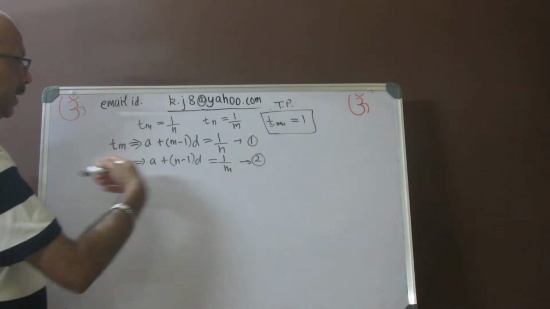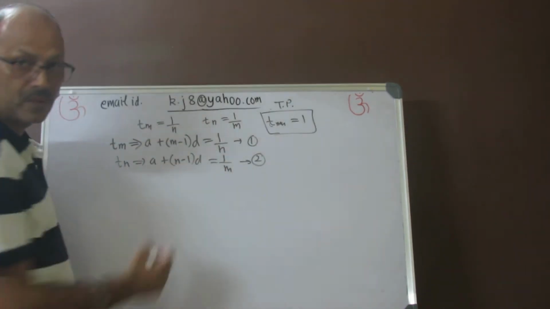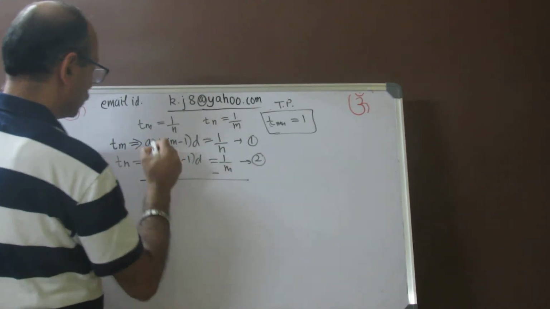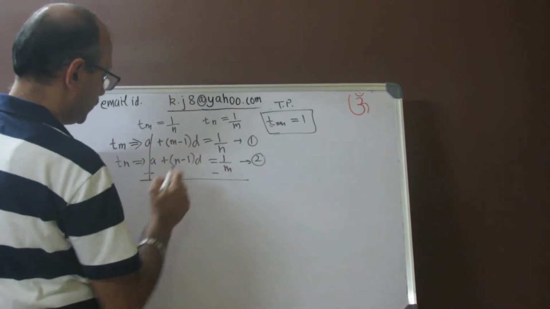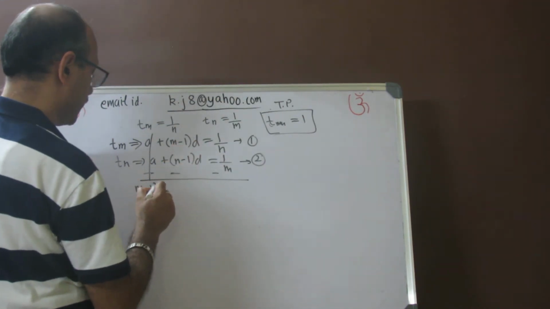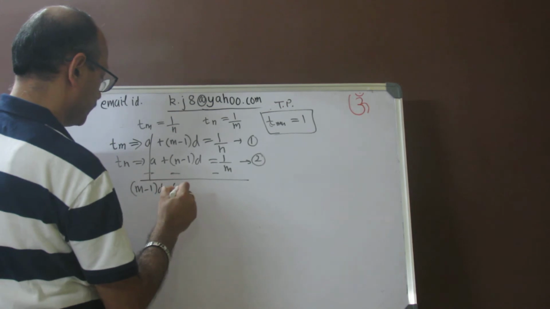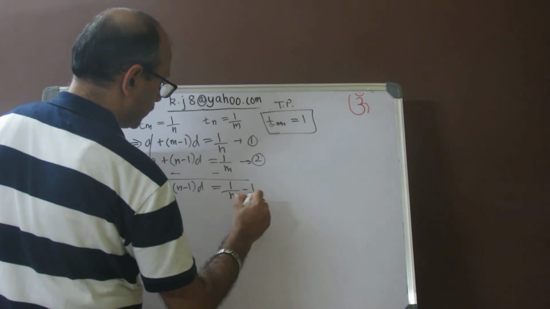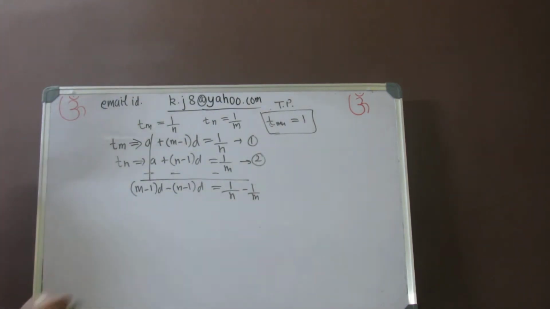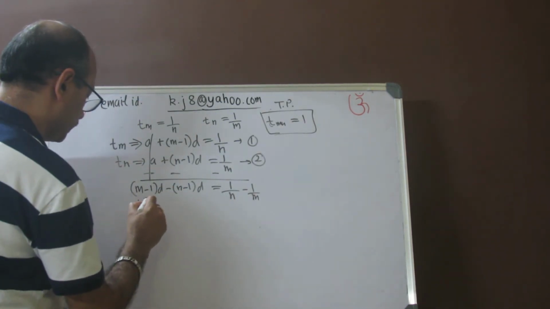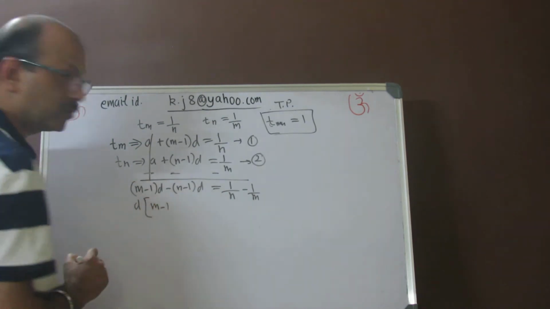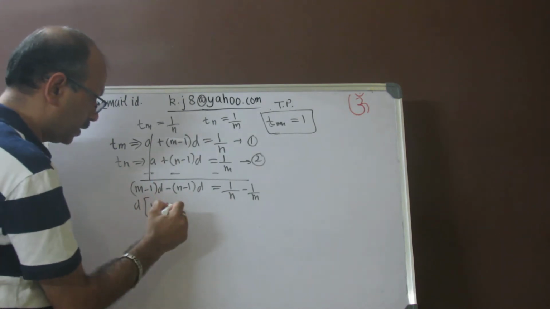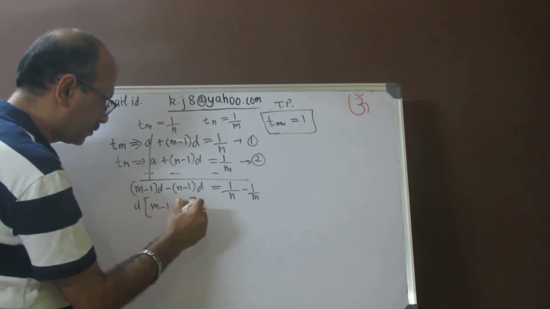Now again subtracting equation 2 from equation 1, so the signs I am going to change. So a minus a goes. What do you get? You get (m minus 1)d minus (n minus 1)d equals 1 by n minus 1 by m. Okay, now here let us take d common. So you are left with m minus 1, there is a minus in front of the bracket, so the sign inside will change. So it becomes minus n plus 1.